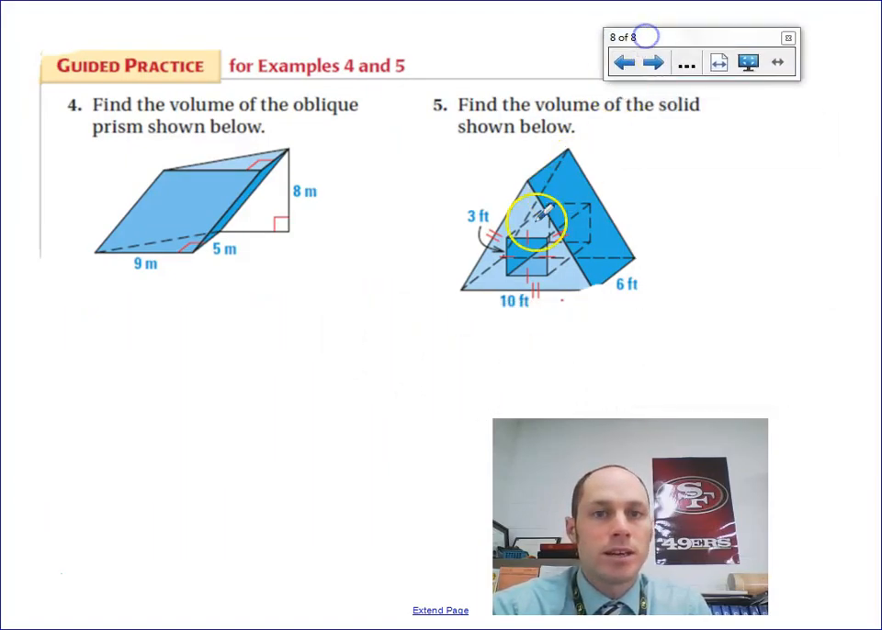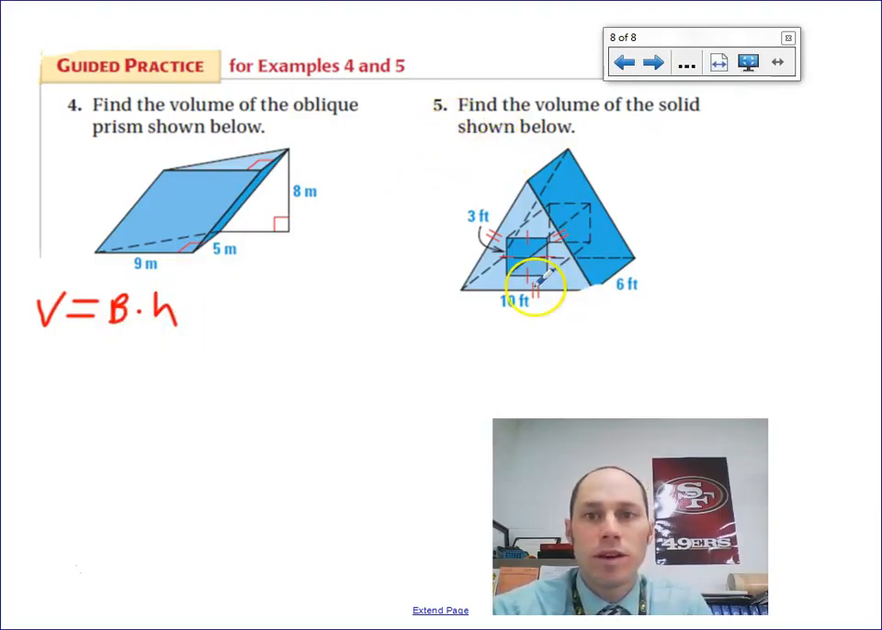And we'll finish up by taking a look at the volume of these two oddly shaped figures. First one, we have an oblique prism, so it's not standing perfectly up and down. See if you can calculate that volume. Area of base times height.